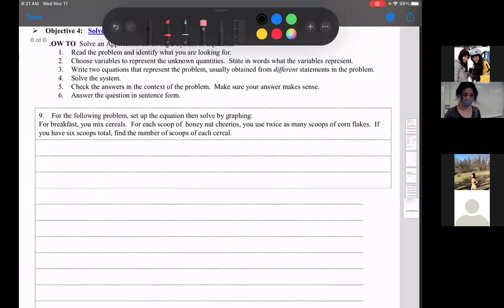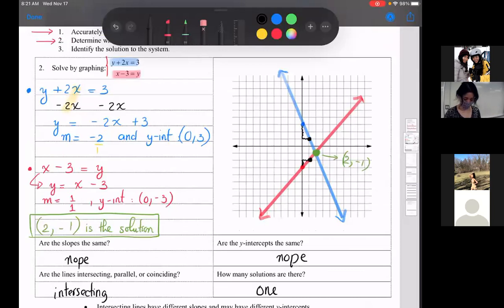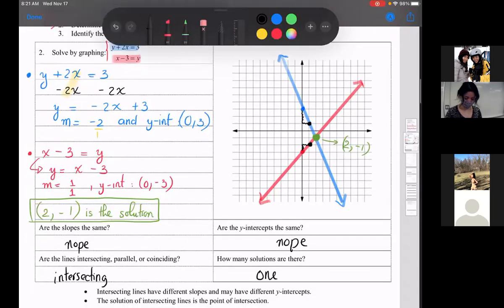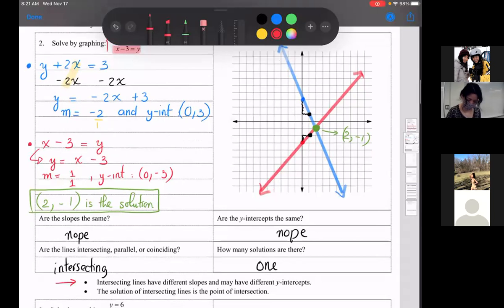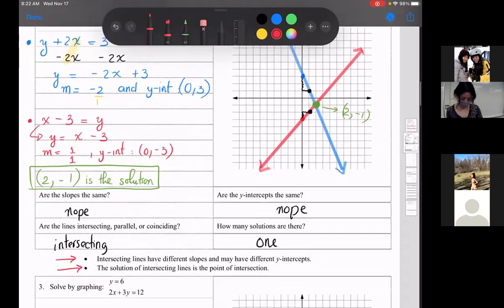I'll give you a moment to copy that down. So intersecting lines have different slopes and may have different y-intercepts. The solution of intersecting lines is the point of intersection. So 1 solution. That means they say 1 solution. So far, so good. Okay.